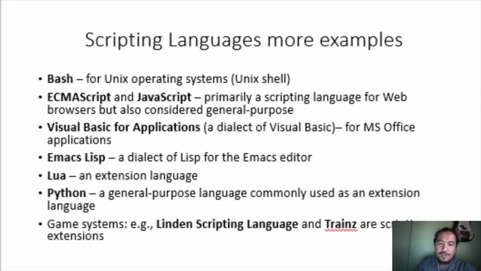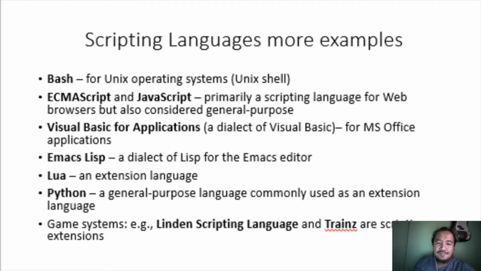So here are some examples of scripting languages. We have Bash. It's a shell scripting language for Unix operating systems. ECMAScript and JavaScript. These are closely related scripting languages. ECMAScript is actually a standardized JavaScript language. So they are primarily scripting languages for web browsers, but also considered general purpose. The Visual Basic for Applications. This is a dialect of Visual Basic for MS Office applications.